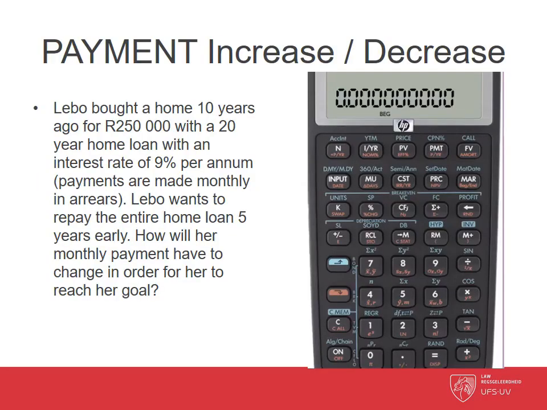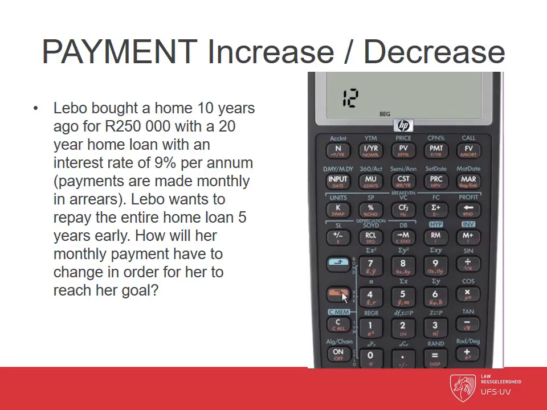Okay, let's look at this example where Lebo wants to increase her monthly payments in order for her to pay off her loan quicker. Now, in this case, you can see firstly that the question states Lebo bought a home 10 years ago for 250,000 Rand with a 20-year home loan. So she's right smack in the middle of her home loan payments at an interest rate of 9% per annum. Now, the payments are made monthly in arrears. Now, that is very important because a home loan is obviously monthly.